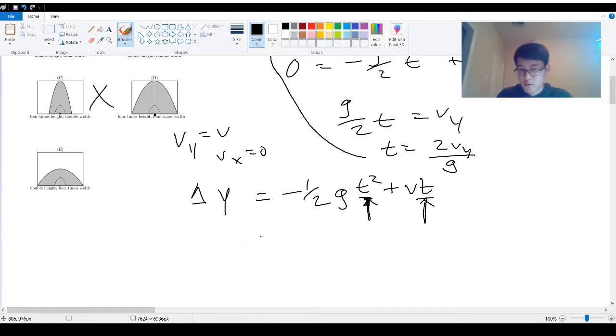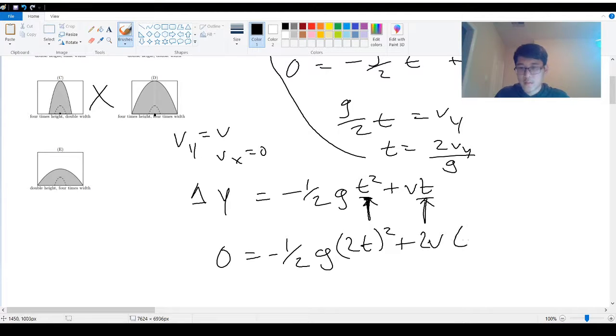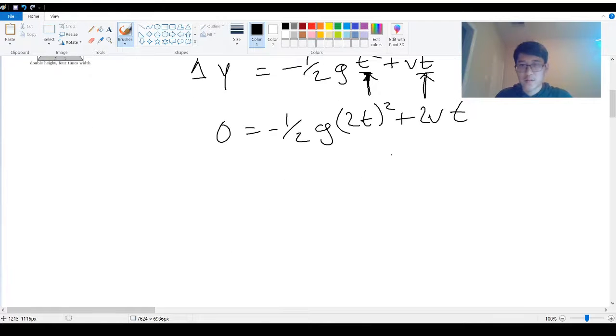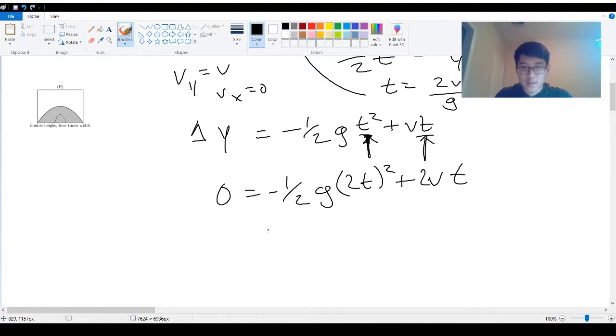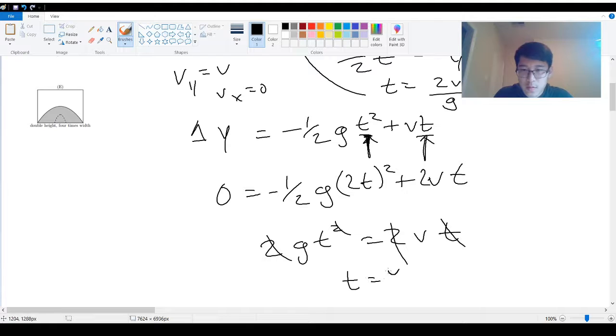By symmetry, the time it takes to go up and all the way back down is 2 times this time, right? So for the whole trip, delta y is equal to 0. That's negative 1/2 g times (2t) squared, because of symmetry, plus v times 2t. We're trying to find t in terms of v, so we move terms over, simplify this down, and cancel things out. That means t is equal to v over g.